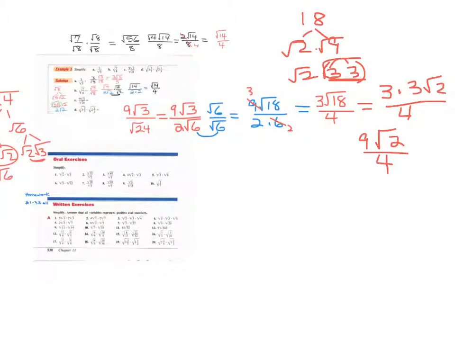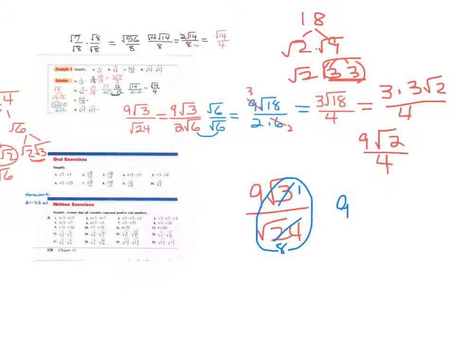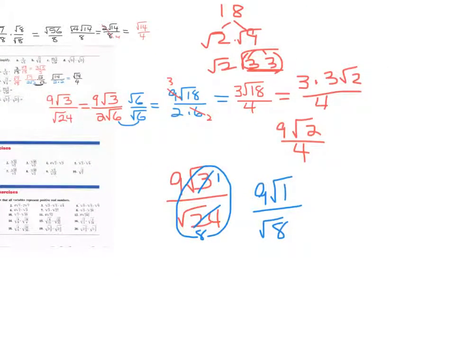Now, I'll show you a little simpler way. And we were doing this before also. So 9 square root 3 over square root 24. Original problem again. I'm going to simplify what's underneath here. I can divide this by 3 and this by 3. And now I have 9 square root 1 over square root 8. The square root of 1 is 1. So now in the numerator, I just have a 9 over square root 8.